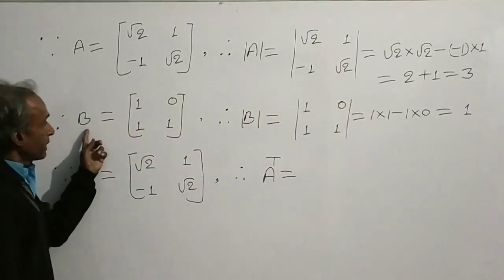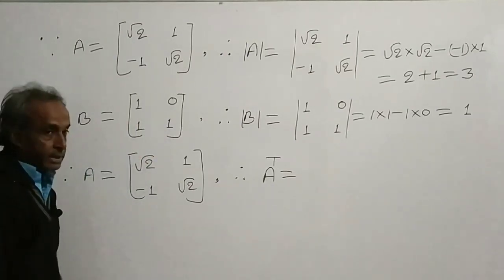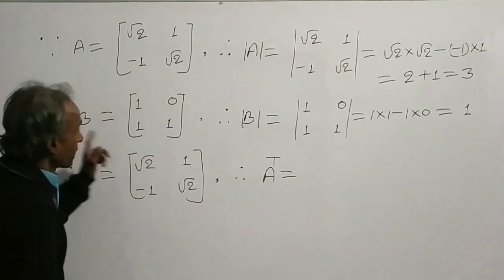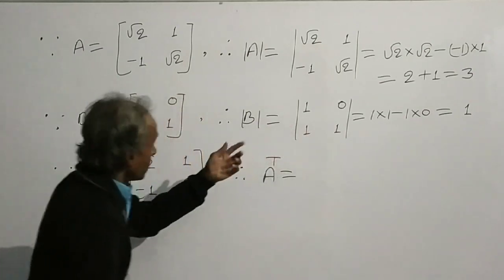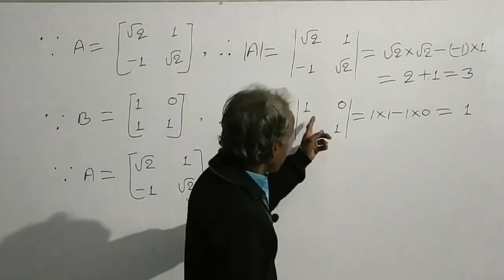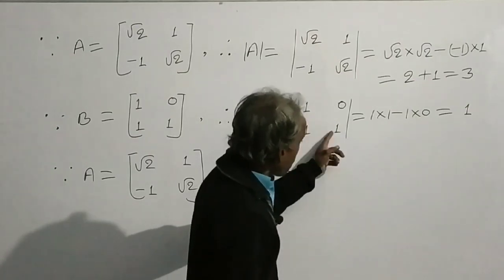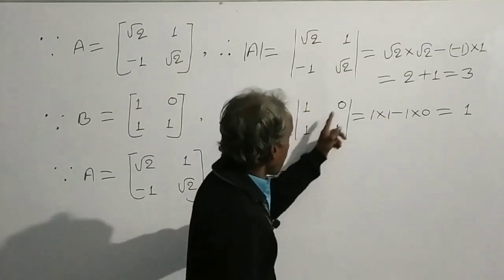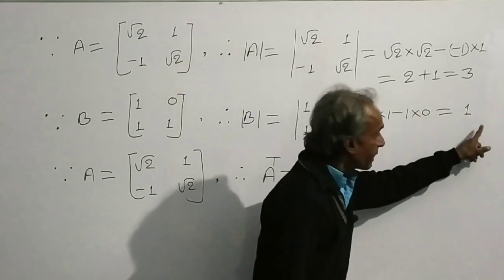Given in the question is B is equal to this matrix. Therefore, determinant of B will be this. When we expand this determinant, 1 times 1 minus 1 times 0, we get 1.